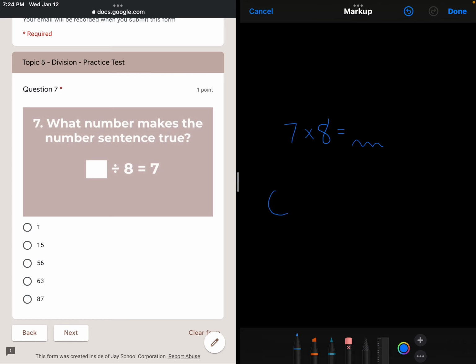7 times 8. Well, we have 8 plus 8. Here's 8. 8. 8. So we're drawing 7 groups of 8.